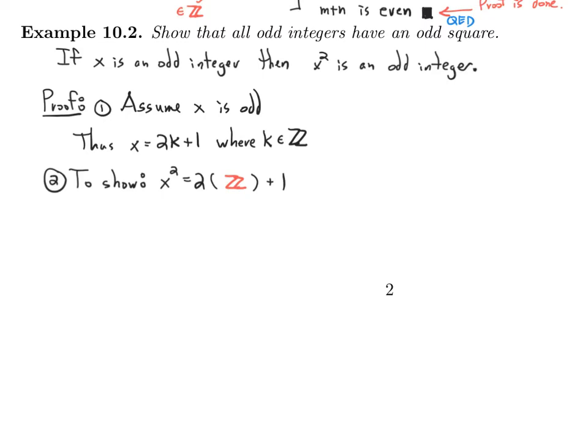Okay, so you should have something along these lines. x squared is 2 times some integer plus 1. Now maybe pause the video and see if you can write what we need to consider, where we're going to start and what we're going to end with. So maybe try that. Pause the video and give that a go.